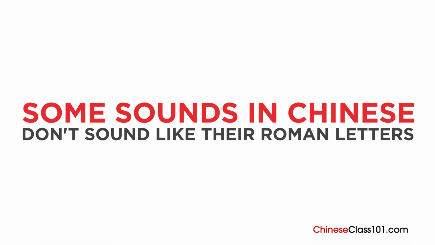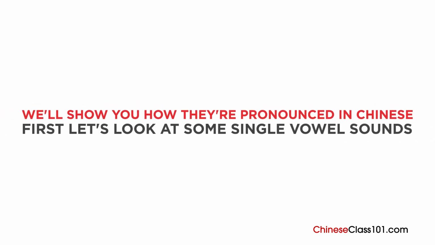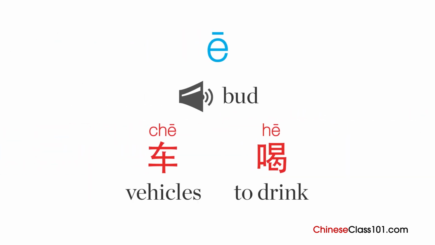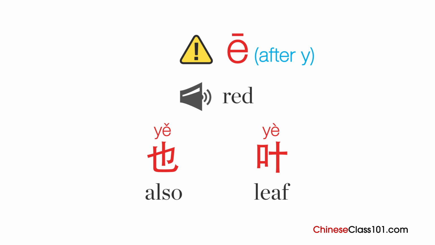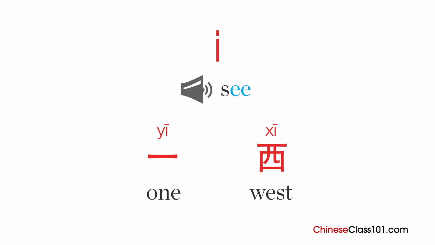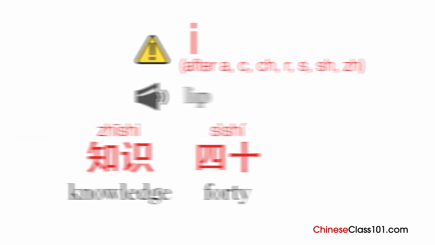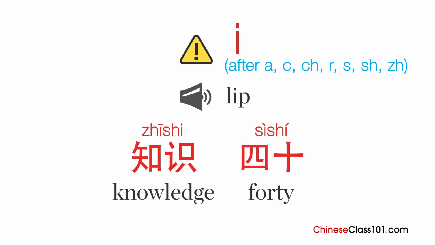Some sounds in Chinese don't sound like their Roman letters. We'll show you how they're pronounced in Chinese. First, let's look at some single vowel sounds. Sounds like the U in the English but only longer. Remember not to curl your tongue when there is no R around. The only exception is when it comes after Y. Then it sounds more like E, as in red. The I sound is like the double E in the English C. When it comes after C, Ch, R, S, Sh, or Zh, it's more like a short E sound, as in lip.